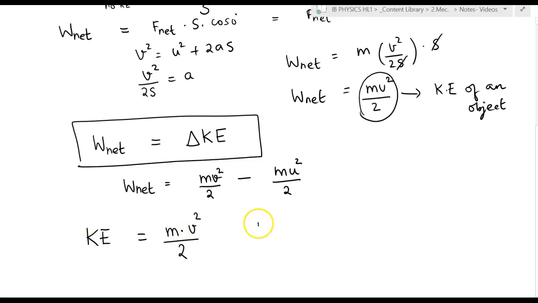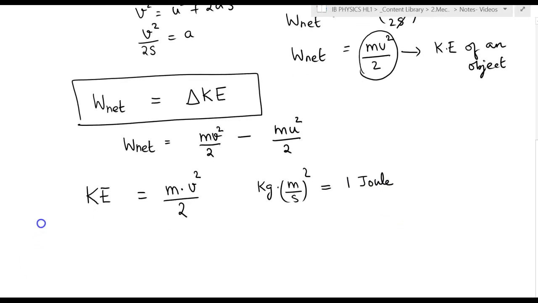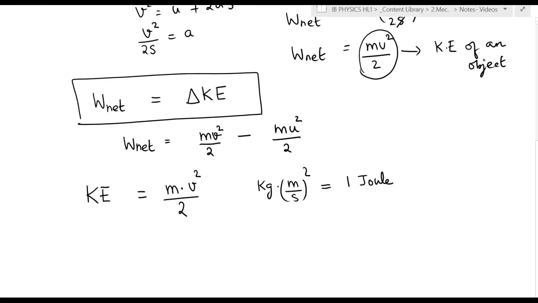And that is what we call the kinetic energy. If you substitute the unit of mass times the unit of velocity squared, which is meters per second the whole square, this comes out to be kilogram times meters squared per second squared, which is what we know as a joule. So just like any other form of energy, kinetic energy is measured in joules. And notice, since mass is always positive and the square of any number is always positive, kinetic energy is always going to be positive.